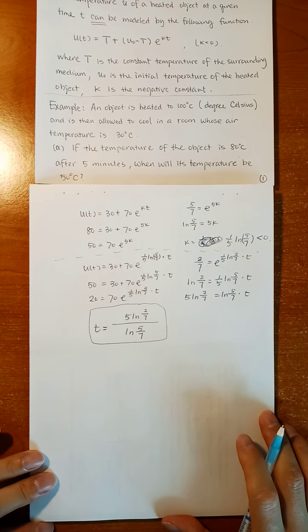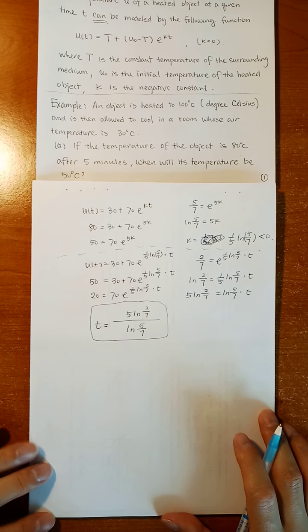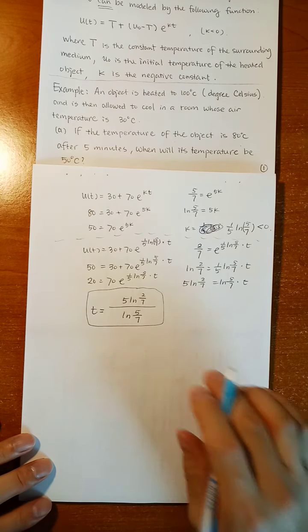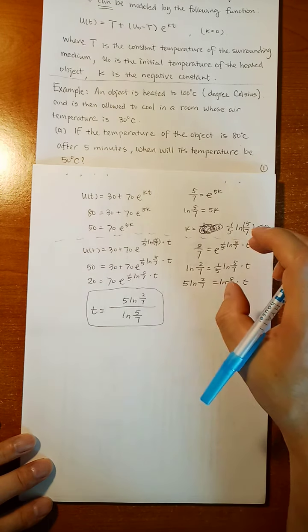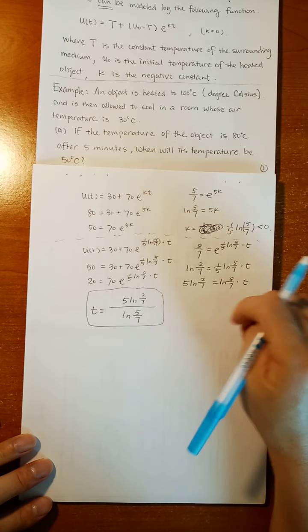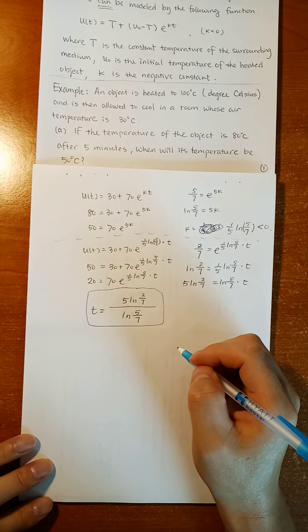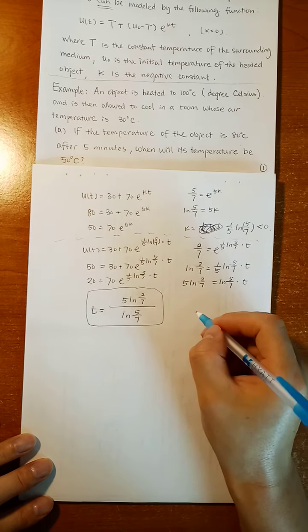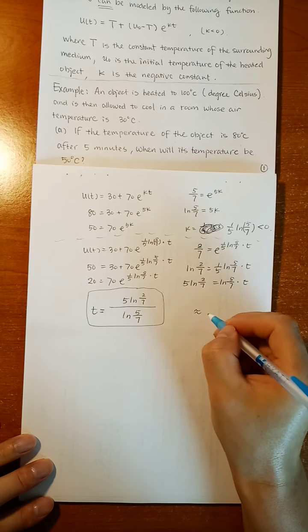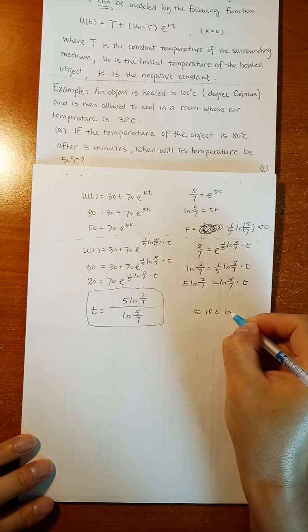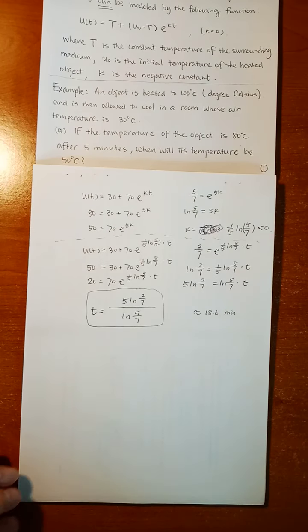Don't simplify it. You cannot use a calculator. So just plug it in and write it clearly so that you don't copy anything wrong. Okay, with the calculator in real life, it's about 18.6 minutes. After 18.6 minutes, the temperature becomes 50 degrees.